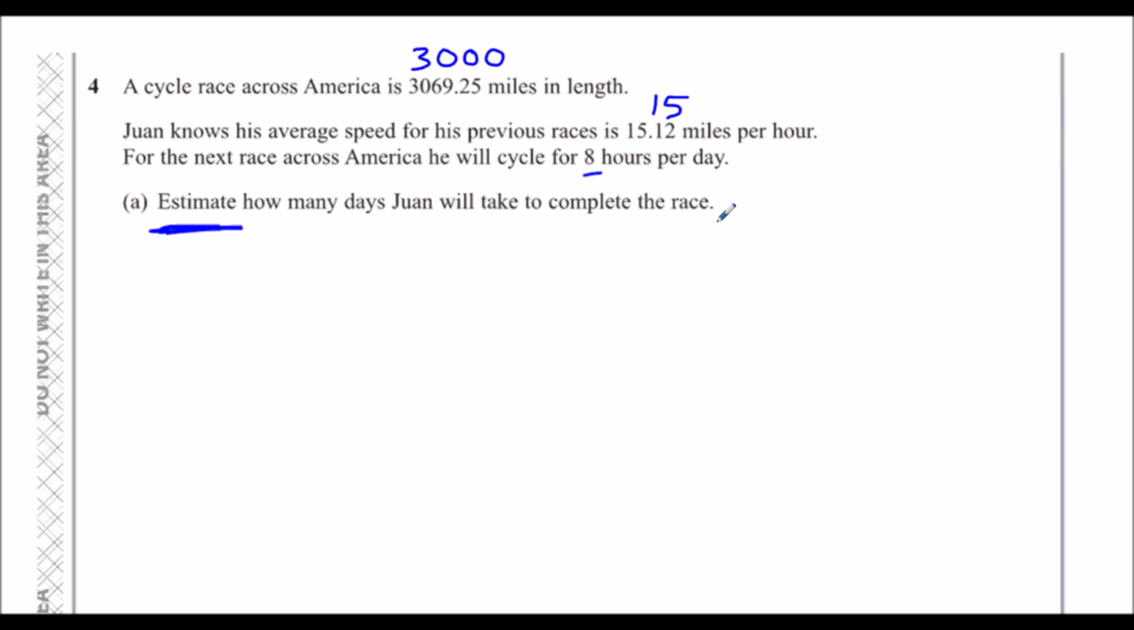So estimate how many days he's going to take to complete the race. So 15 miles per hour, 8 hours a day. So 15 times 8 is how many miles a day he's going to do. 10 8s are 80. 5 8s are 40. So it's 120 miles per day.